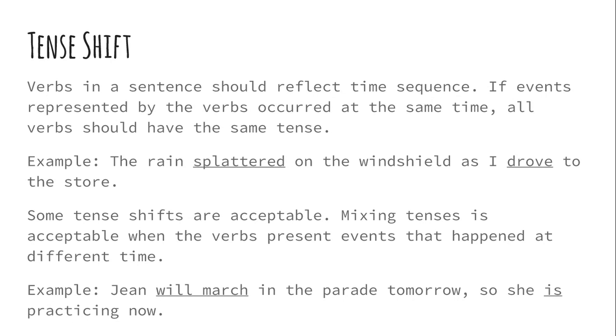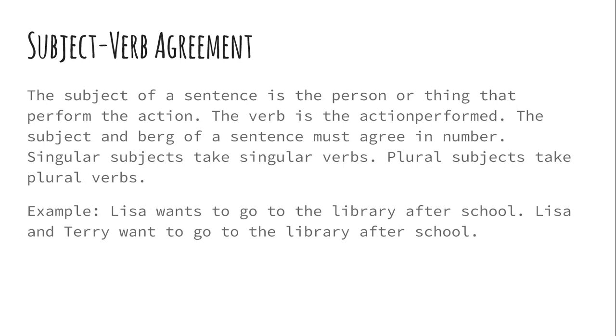Verbs in a sentence should reflect time sequence. If events represented by the verbs occurred at the same time, all verbs should have the same tense. For example, the rain splattered on the windshield as I drove to the store. Some tense shifts are acceptable. Mixing tenses is acceptable when the verbs present events that happen at different times. So, for example, Jean will march in the parade tomorrow, so she is practicing now.